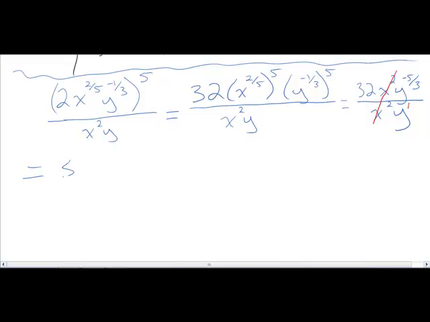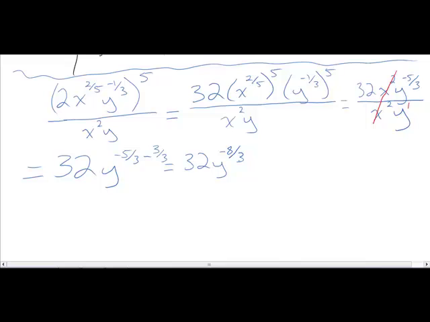We know I've got a 32, and then we have y to the negative 5/3 minus 1, right? Because we have to subtract our exponents when we use quotient rule. So this turns out to be 32y to the, now you've got to get a common denominator to subtract. So just think of 1 as, let me get a little clever, change this 1 into 3/3. So this should be a negative 8/3.